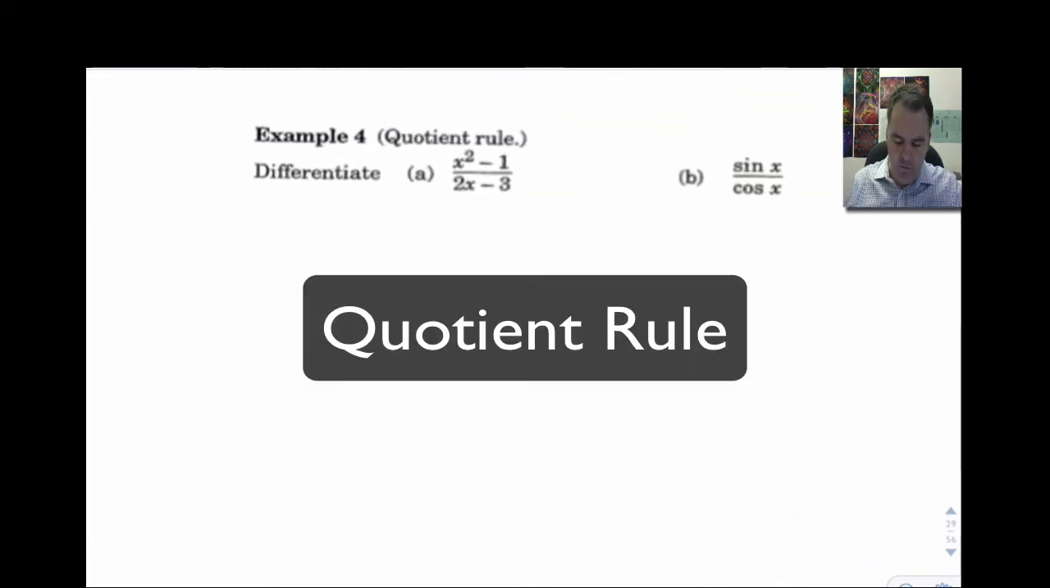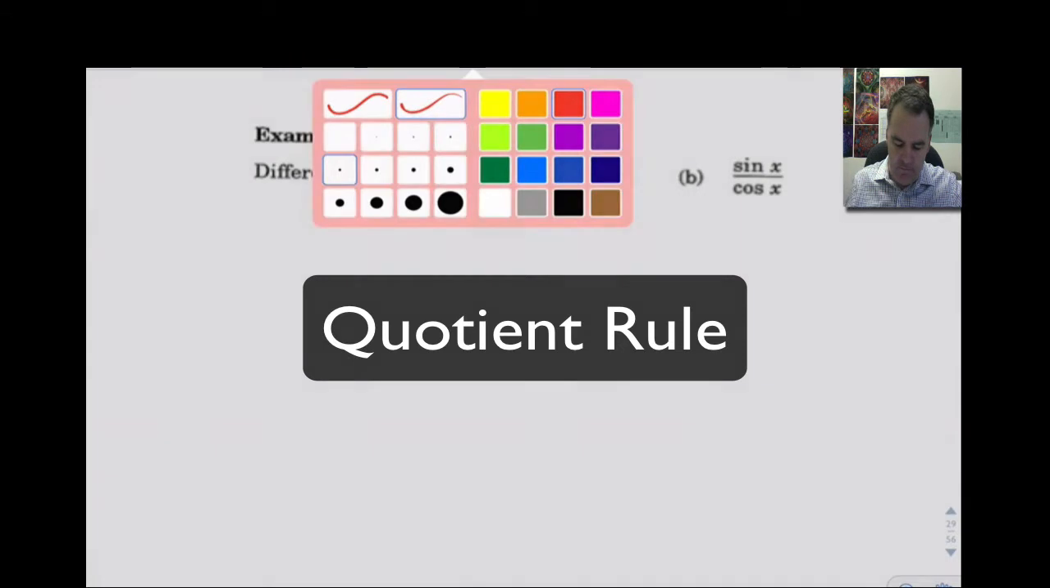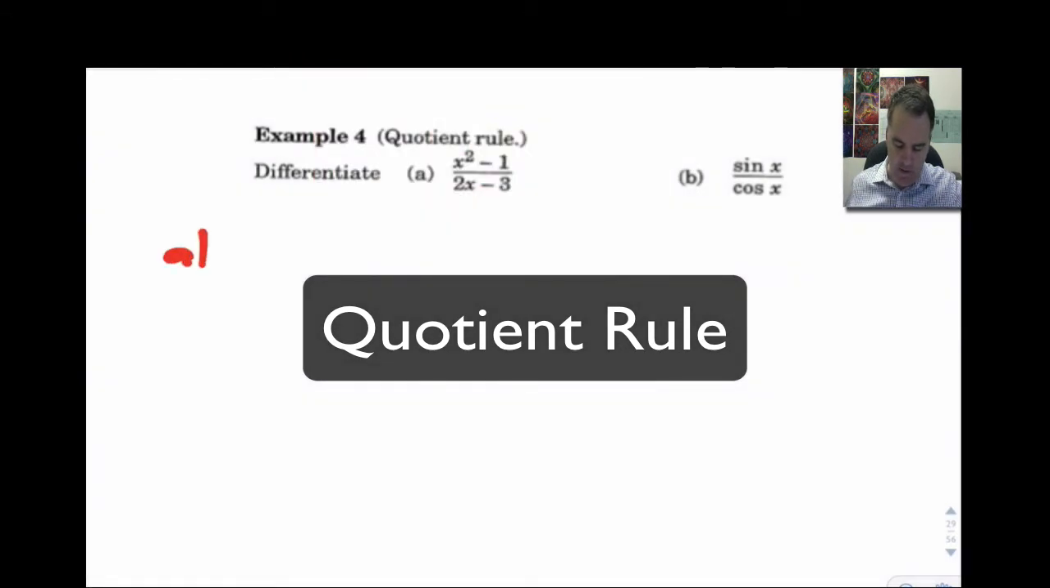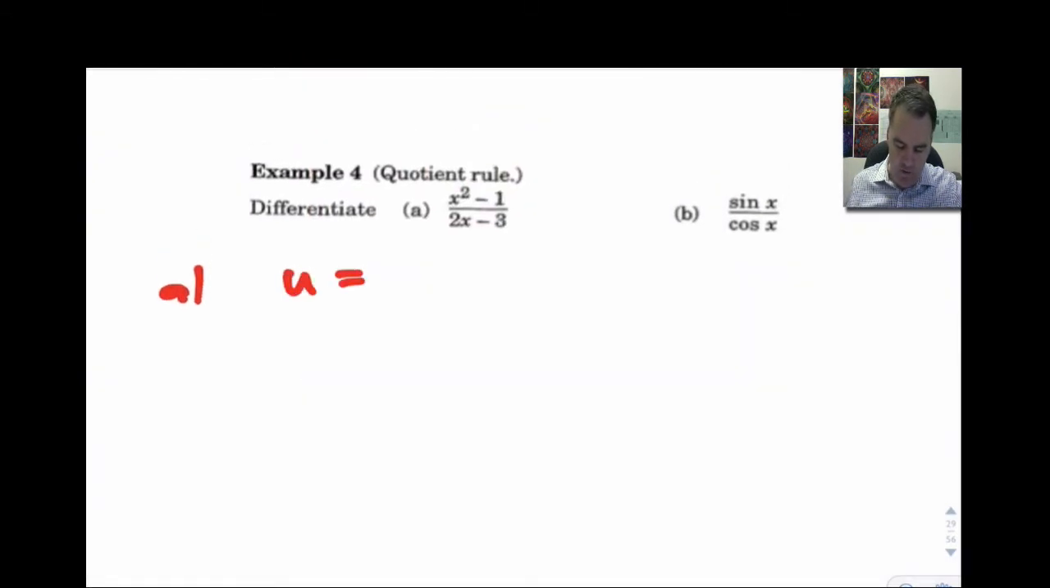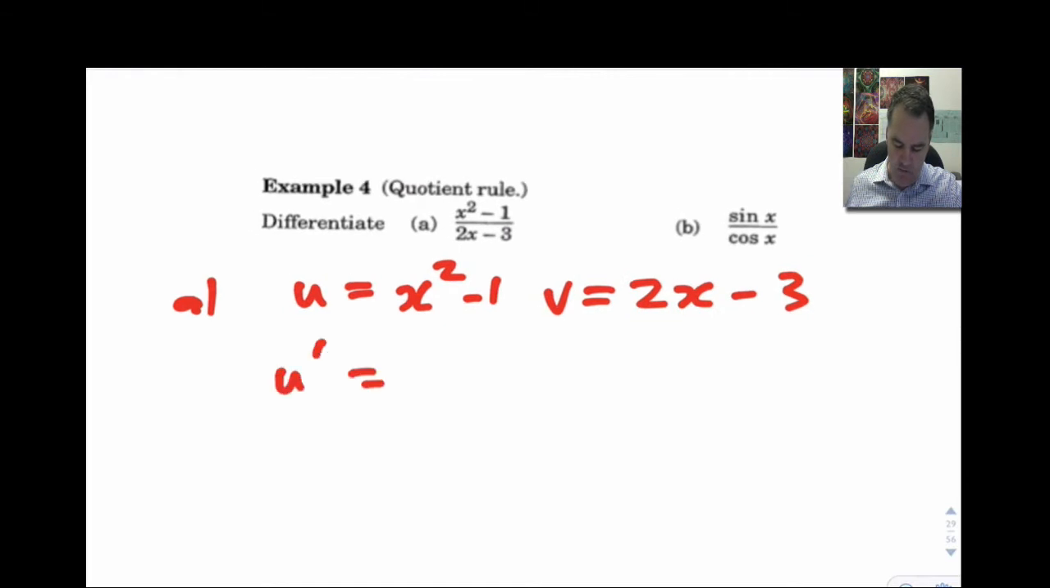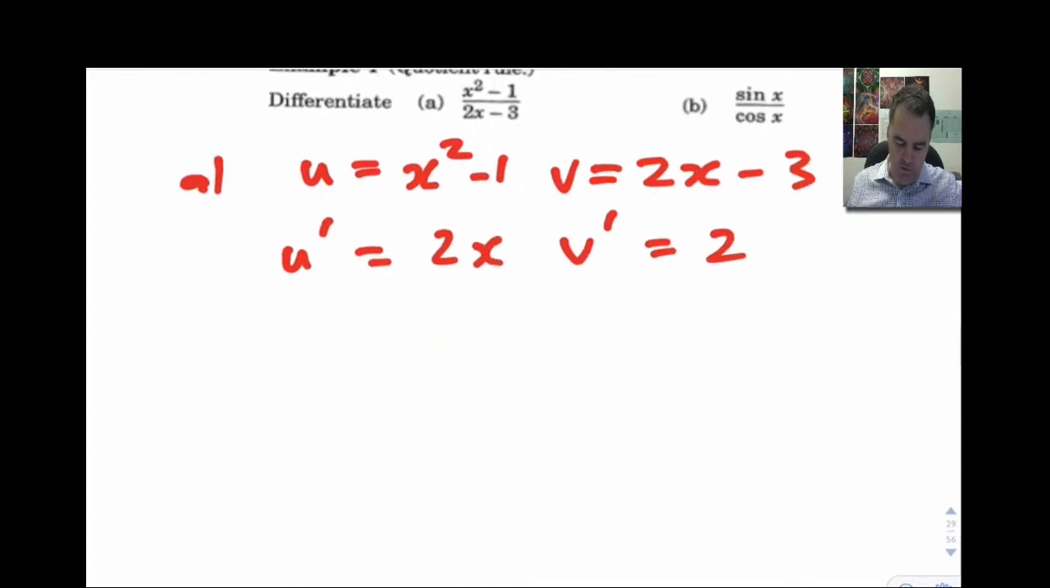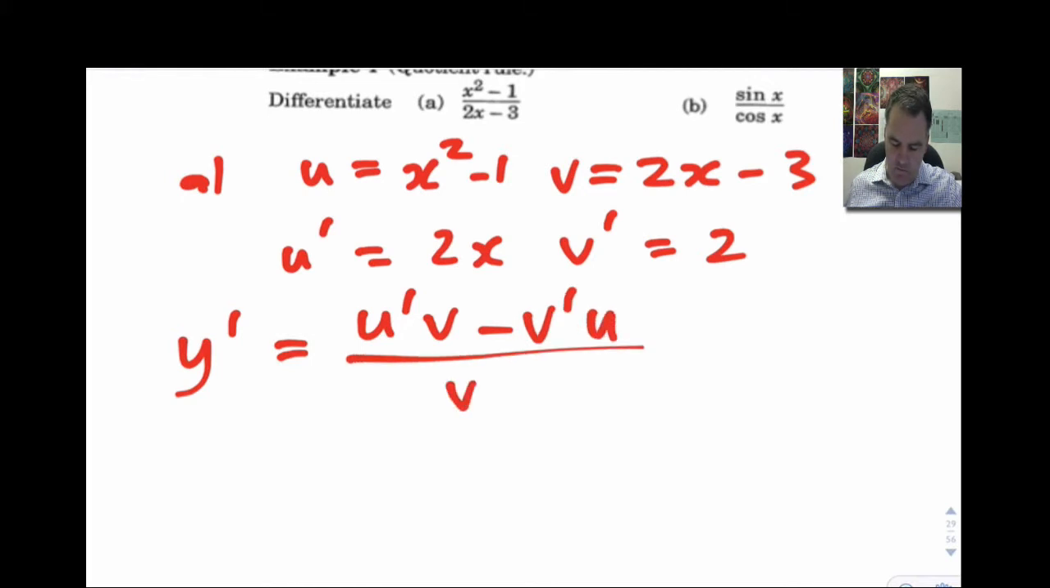Quotient rule. First of all, a reminder how to do the quotient rule. Okay, so here we've got u is x squared minus 1, v is 2x minus 3, u dash is 2x, v dash is 2. The quotient rule says the derivative is u dash v minus v dash u over v squared. So that's the formula for the quotient rule.